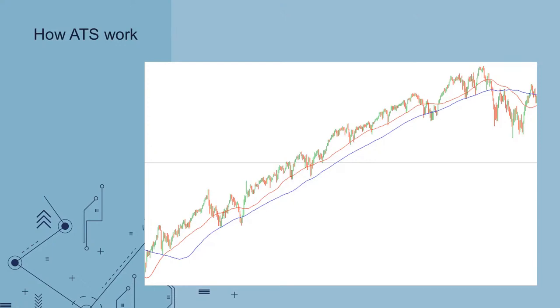For example, like this. You have a moving average with a period of 50 and 100. The blue curve on the chart represents the average price over the last 100 days, and the red curve represents the average price over the last 50 days. The moment the red curve gets above the blue curve, you open a position. When the red curve falls back below the blue curve, you exit the position.